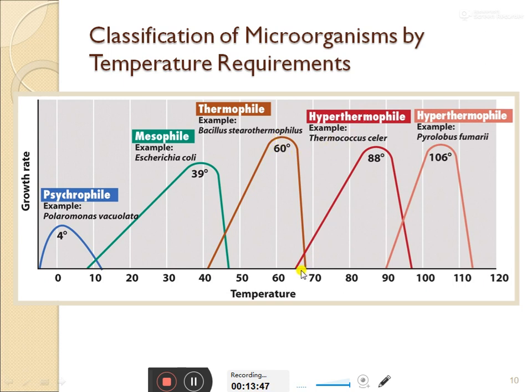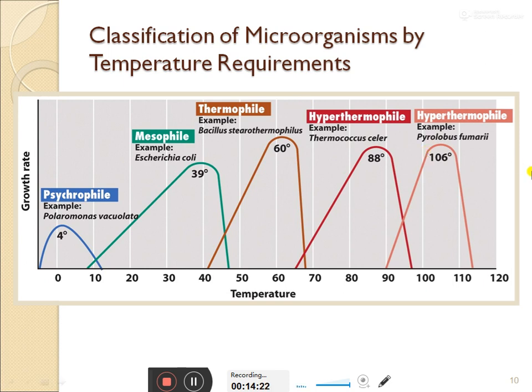Hyperthermophiles can grow with a minimum temperature of 65 degrees Celsius, a maximum temperature of 95 to 98 degrees Celsius, and the optimum temperature is 88 degrees Celsius. And the hyperthermophiles are the bacteria whose minimum temperature is 90 degrees, maximum temperature is 110 degrees, and the optimum temperature is 106 degrees Celsius. So, this is how the bacteria can be classified based on the requirement of temperature.